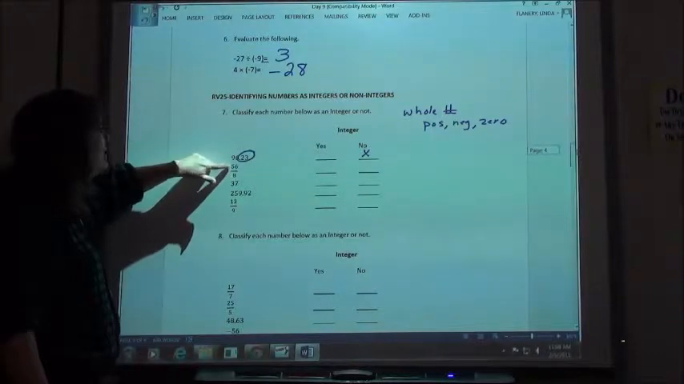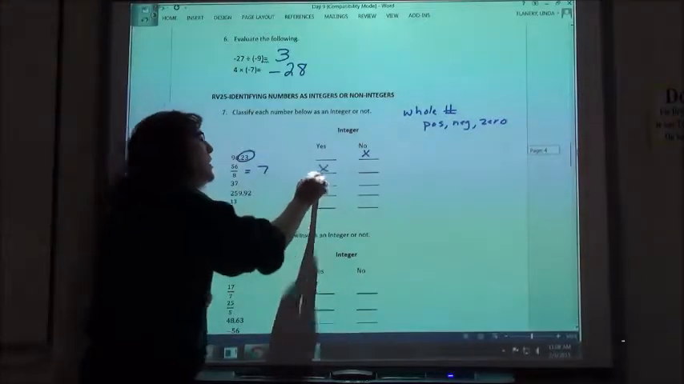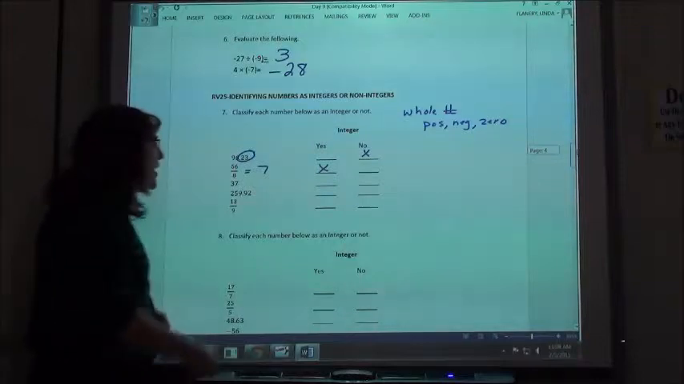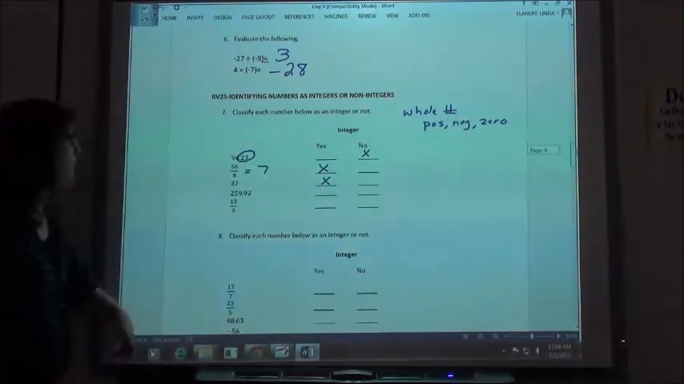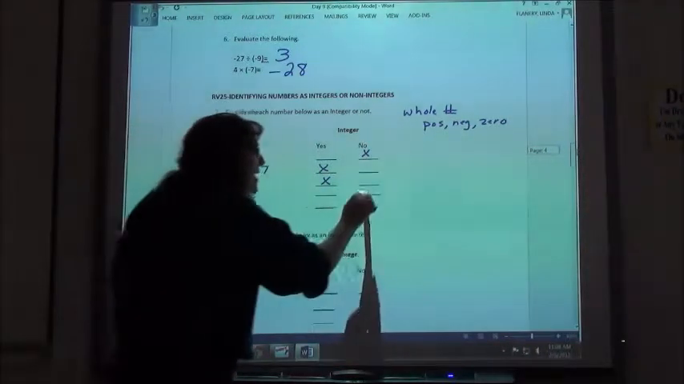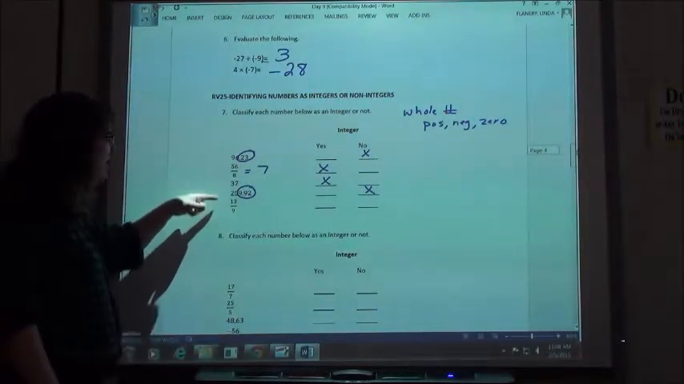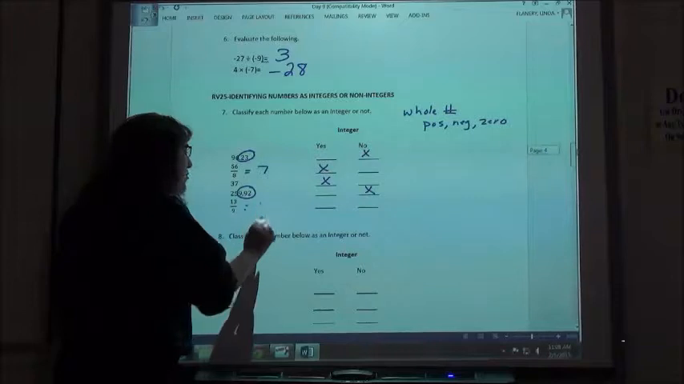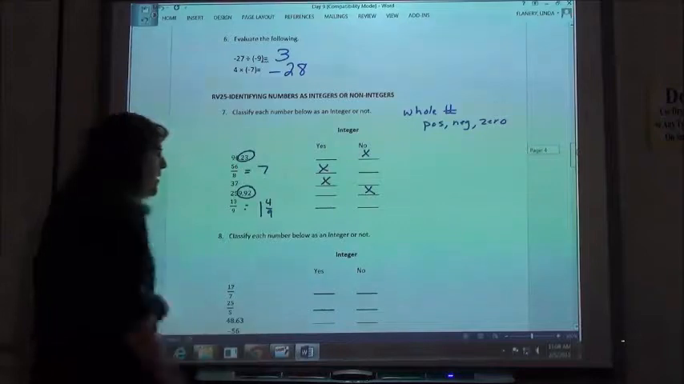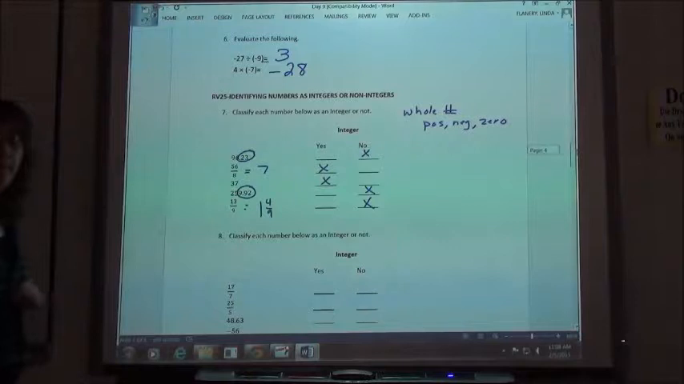56/8. Well, if I divide 8 into 56, it's 7. 7 is a nice whole number, so yes, it is an integer. 37, hopefully you just look at that and say, yep, that's a whole number. Yes, that's an integer. 259.92, again, has that decimal at the end, not going to be a nice whole number. 13/9. If I divide 9 into 13, 9 goes into 13 once, but I have some left over. I have 4/9. So 1 4/9 is not a whole number, not going to be an integer.